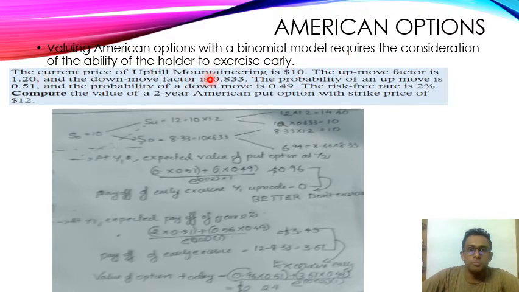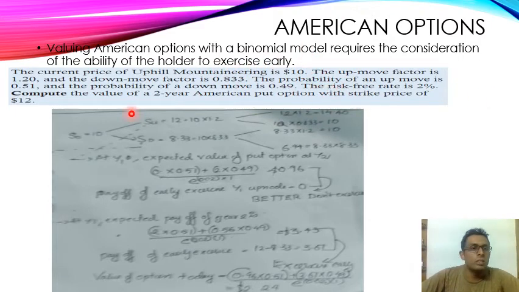And this probability can be calculated by e raised to rt minus d divided by u minus d. That is the formula for calculating the probability of up move factor. Down move factor is 1 minus the up move factor, the probability of up move factor.